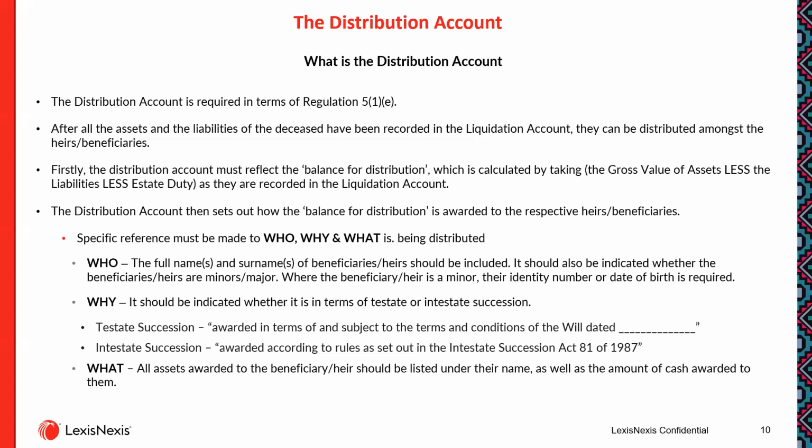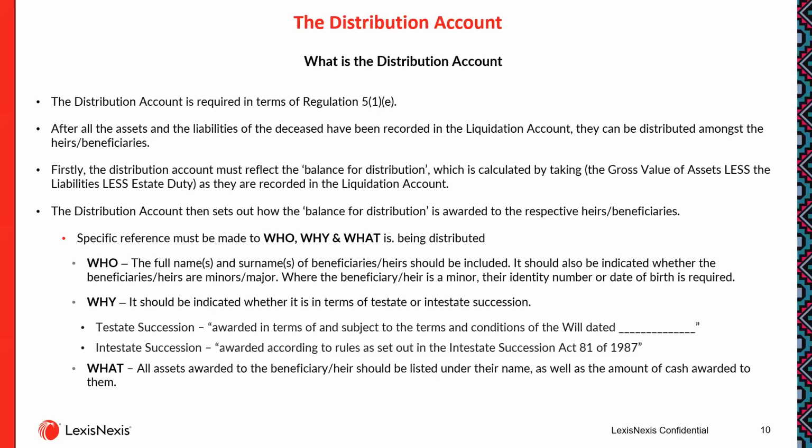So if we look at who, we always indicate who first. Here we indicate the full names and the surname of the beneficiary. And we also indicate whether the beneficiary is a minor or a major. Additionally, where the beneficiary is a minor, we also need to include their identity number or their date of birth. Again, these are the minimum requirements. You can include additional information if you deem it necessary.